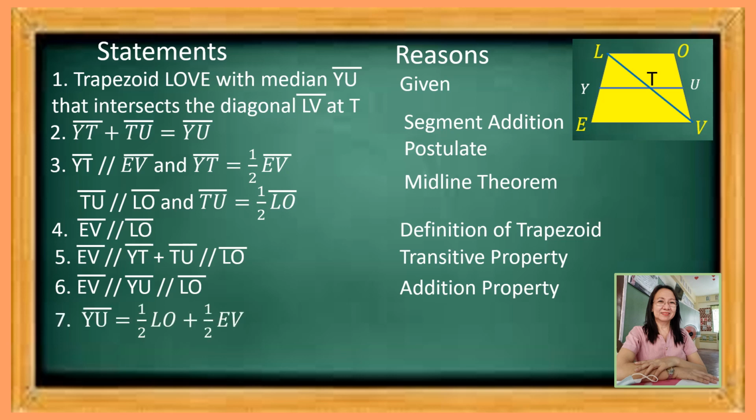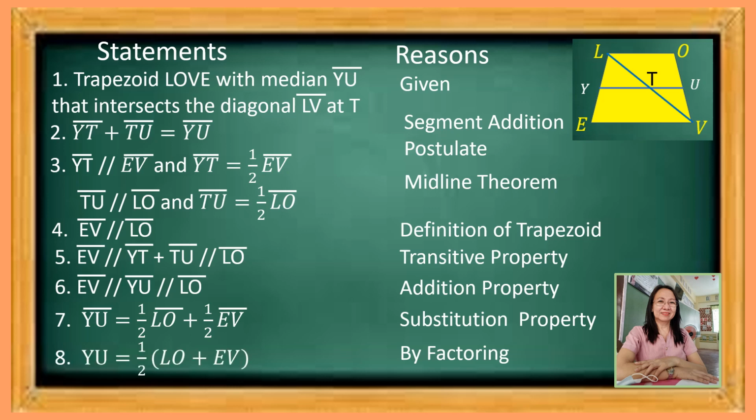So YU is 1/2 LO plus 1/2 EV. That is by substitution property. Then since 1/2 is present in the equation, we can factor it out. Therefore, YU is equal to 1/2 times the sum of the length of LO and the length of EV.